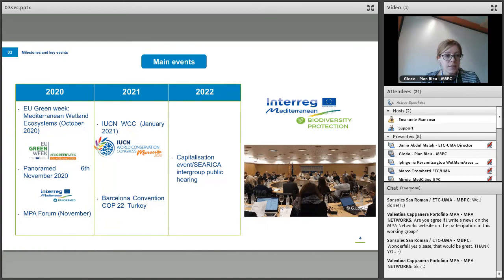Here you can see the main events that we planned to organize or participate in. There are the European Green Week in October, and the Panorama on the 6th of November 2020. This will be named the Paris event, and it is organized by Panorama. The objective is to showcase different results of the whole InterReg MED program and the improvement of policy-making processes.